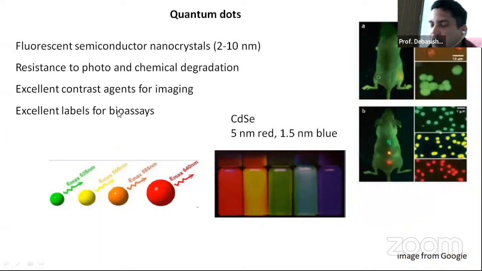So when you are making a quantum dot, you have to be very cautious that you are making them very close in size. Otherwise, if it is a dispersed size, then it's very difficult to use that kind of quantum dot. They are excellent contrast agents for imaging and excellent labels for bioassays. So we can use this kind of quantum dots for different bioassays.